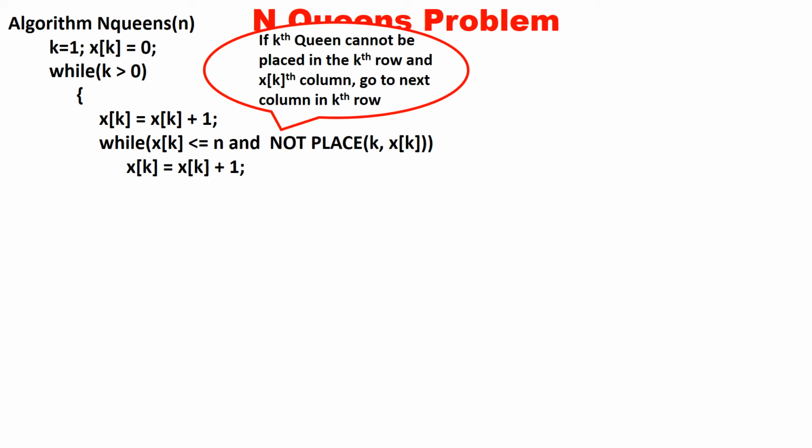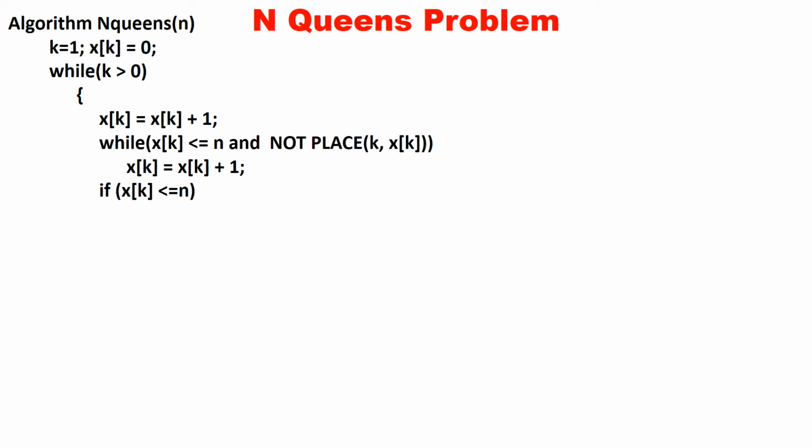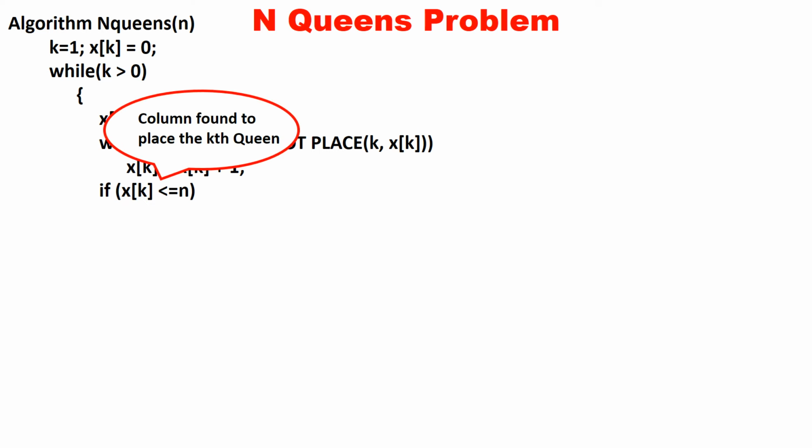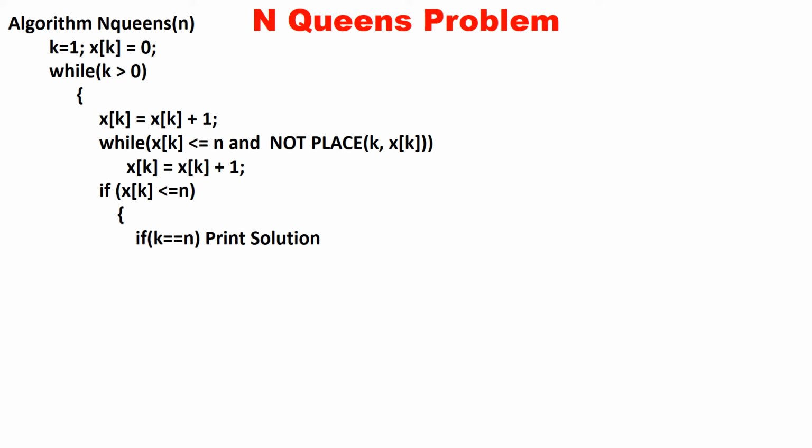Carefully understand. If the kth queen cannot be placed in the kth row and x of kth column, go to the next column in the kth row. That's all. Increment x of k is equal to x of k plus 1. Go to the next column. Now, understand this logic neatly. When you come out of the while loop, if x of k is less than or equal to n, it means we have found a position for that particular queen. A column is found to place the kth queen.